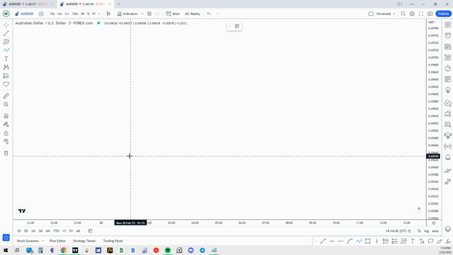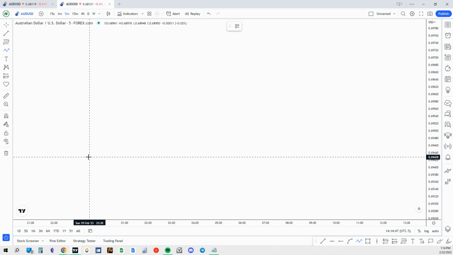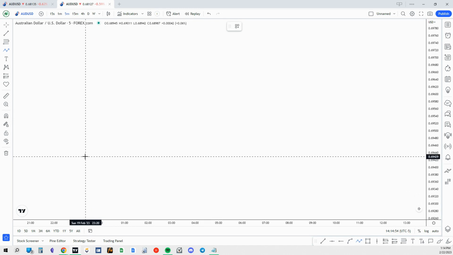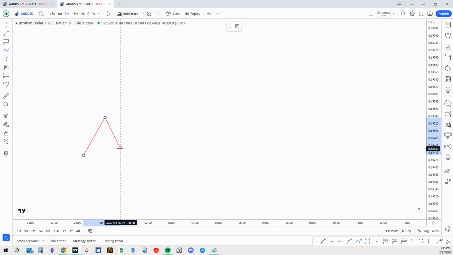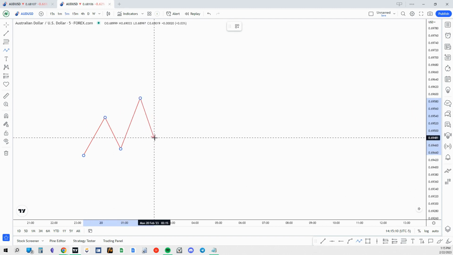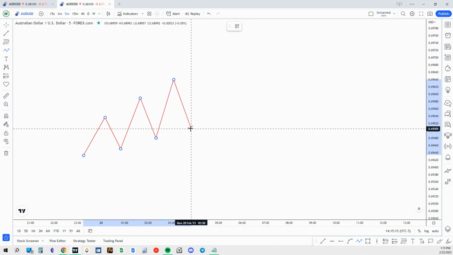So let's go ahead and draw out what exactly a change of character is and how we can use it to spot either the beginning or the end of a trend. In normal market conditions, we have higher highs and higher lows, or lower lows and lower highs. In this example, first, I'm going to do a bullish market. So we have a run, we have a pullback, continuation, and we have a break of structure of this high, pullback, continuation, and pullback, and a continuation.